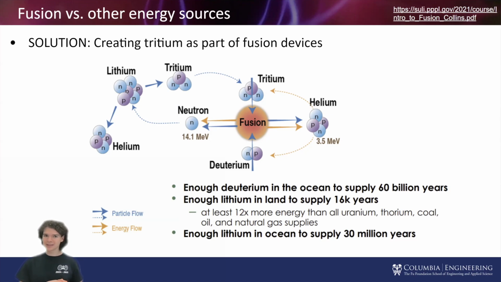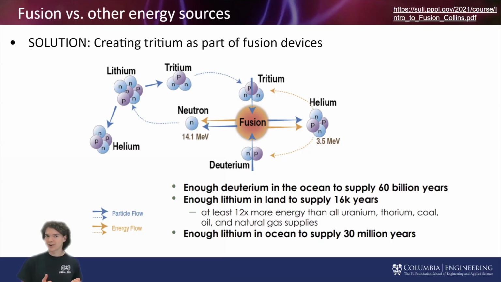And the reason I bring up lithium is because an interaction between lithium and a high energy neutron actually creates tritium. You can make a nuclear process that will create tritium and helium from this interaction. So you might see where I'm going with this.